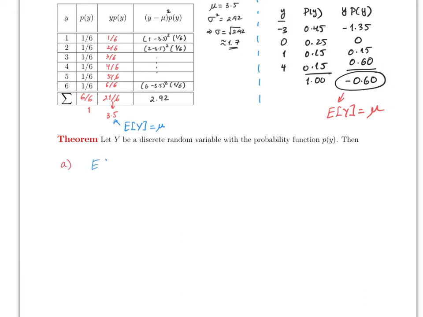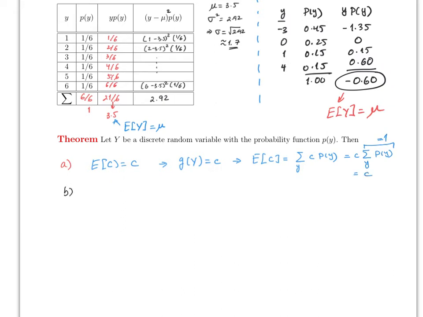The expected value of a constant is just going to be equal to the constant. This should be obvious. If the function of the random variable is just a constant, then by definition the expected value of the constant is equal to the sum over all possible values of y of the constant times p(y). Since this is a constant, you can just put it outside. So this will be c times the sum of all the probabilities. But remember, the sum of all the probabilities is always equal to 1. So this will just equal the constant.